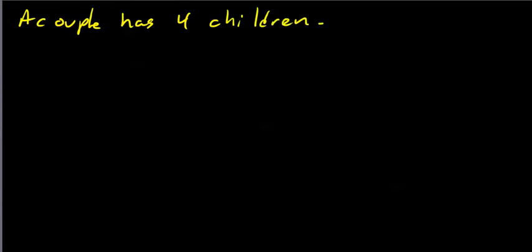Let's go back to the couples having children. Let's say a couple has 4 children. I want to be sure we understand how to generate these sample spaces, because with 2 it's easy. With 3 it gets a little harder. With 4 we might get a little lost.